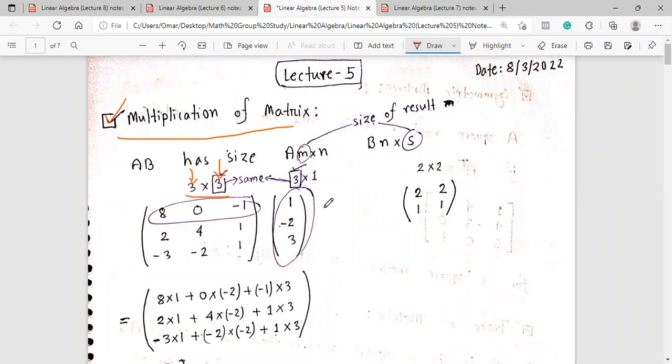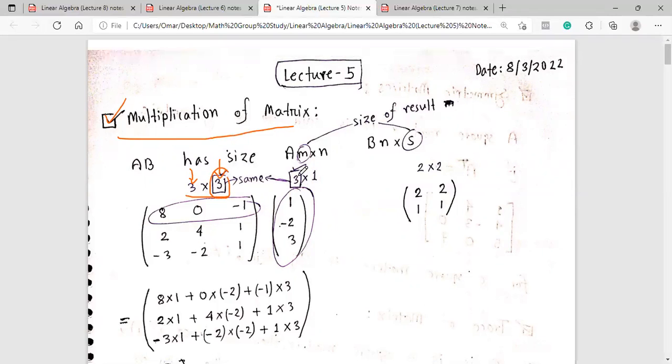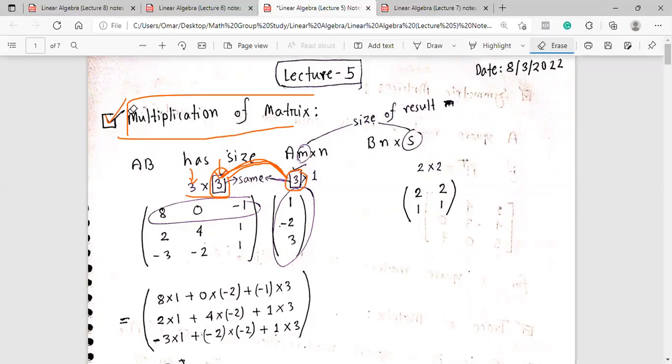And then the size of this matrix is 3 by 1, right? Because we have 3 rows here and one column here. Now we need to look at the column of the first matrix and the row of the second matrix. They need to be the same, okay? You see here, they are the same. So if they are the same, then only can we do the multiplication of matrix. Otherwise we cannot do the multiplication, okay?